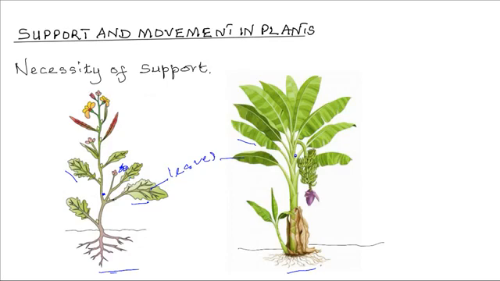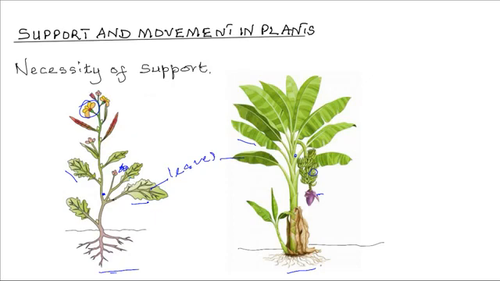support. A third reason why support is necessary is that it supports the flowers to ensure that they are exposed to pollinating agents such as wind and insects. Fourth reason, support exposes the fruits, in this case, and the seeds to agents of dispersal. Just like flowers, even fruits and seeds require dispersal, so they must be exposed to the agents of dispersal.